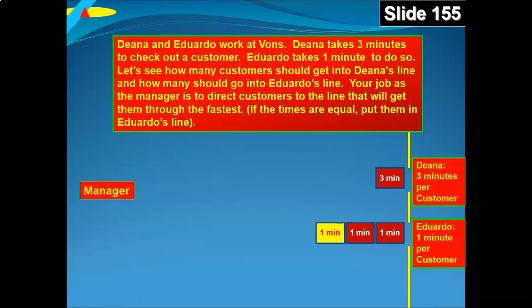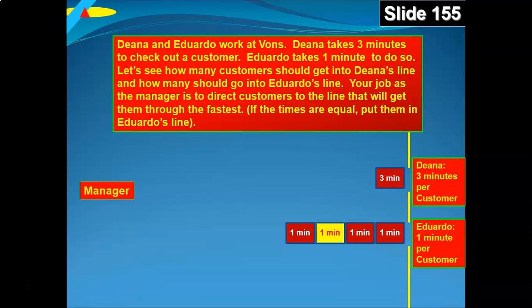Fifth customer comes along. Put him in Eduardo's line. That fifth customer is the fourth customer in Eduardo's line, so it's 1 plus 1 plus 1 plus 1. That's 4 minutes to get through Eduardo's line. But if you had put that customer in Dina's line, it would have been 3 plus 3. That would have been 6 minutes. That would have taken longer. So we went ahead and put that customer in Eduardo's line.